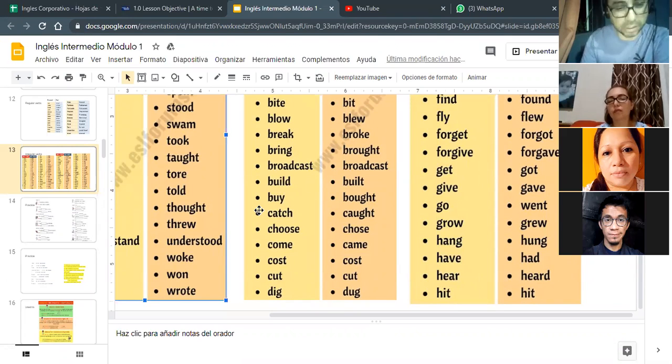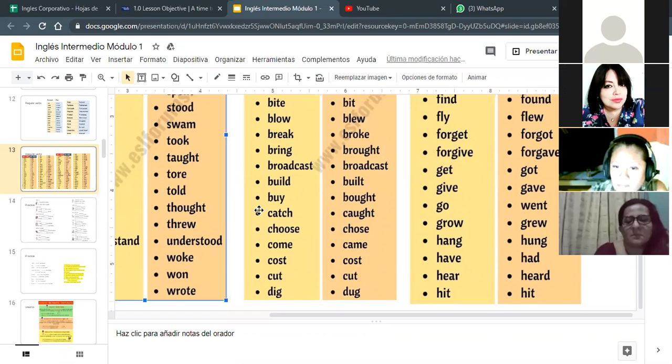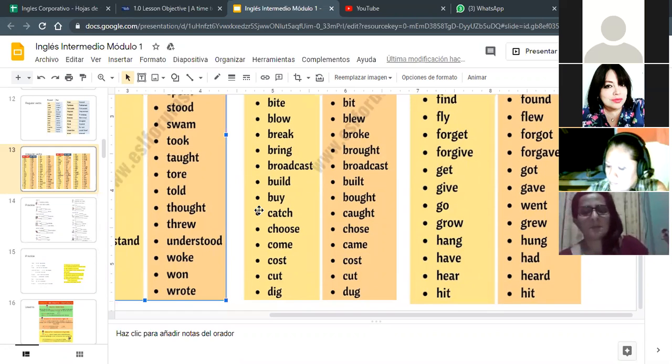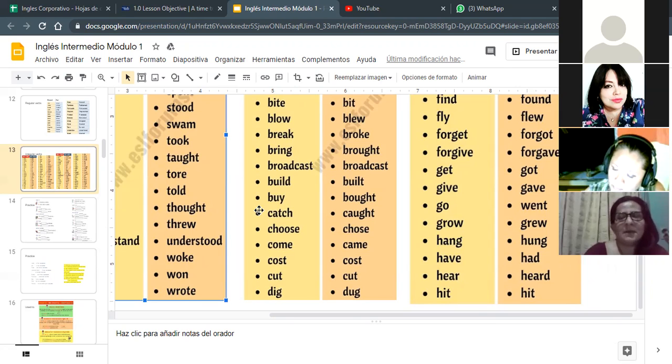The next one is hear. That is also very easy. Heard is going to be for Gisela. Yesterday, I heard a beautiful thing. Okay, yeah. Yesterday, I heard a beautiful thing or something. Hit, the last one is going to be for Carol. Hit, pegar. Something like that, yeah.